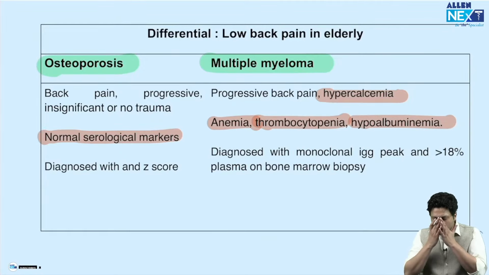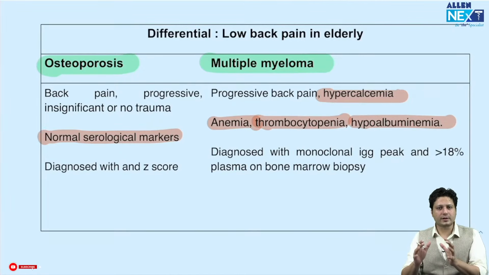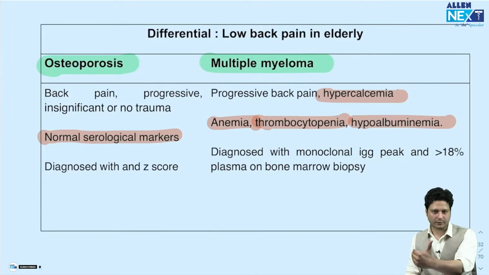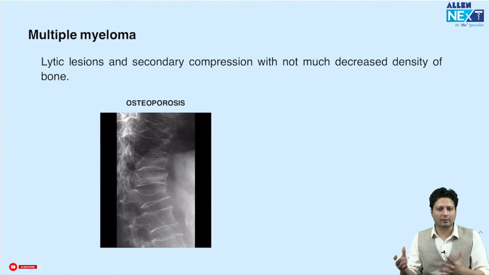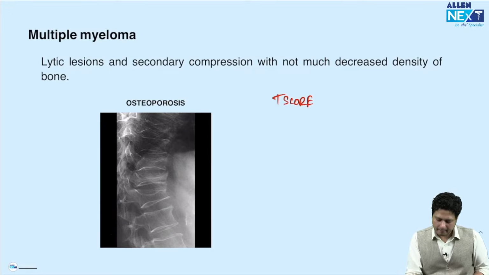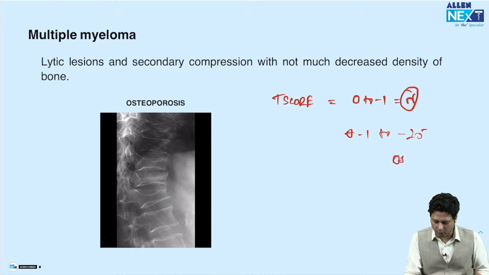On the other hand, osteoporosis is diagnosed with T-score and Z-score. This is something which you obviously are aware of, that what is T-score. If you want, then quickly we can have a discussion on this. A T-score of 0 to -1 is considered to be normal. If it is -1 to -2.5, it is considered to be osteopenia. And if it is less than -2.5, then it is considered to be osteoporosis.